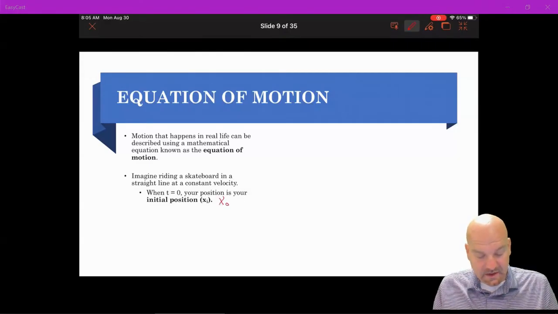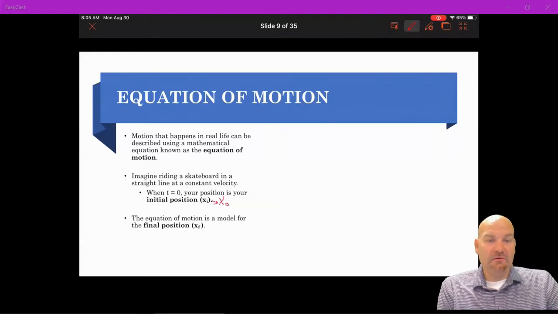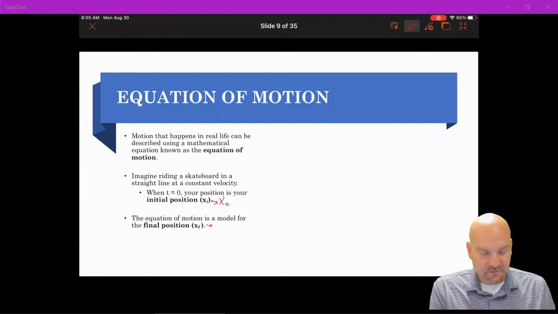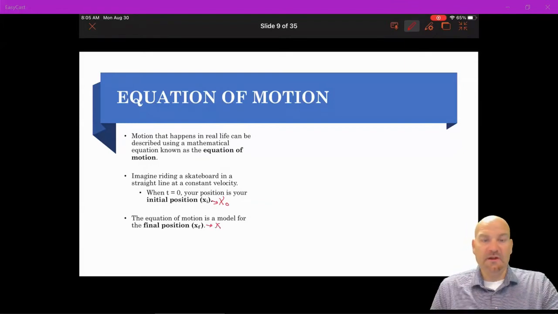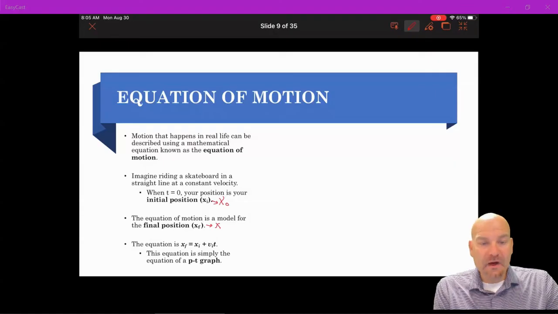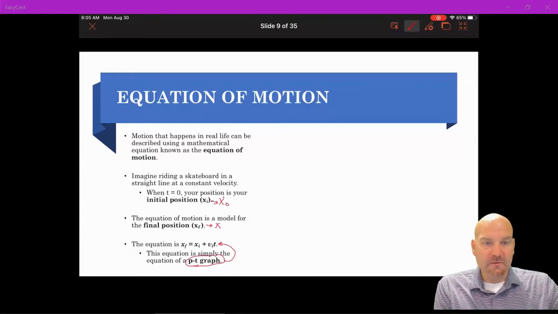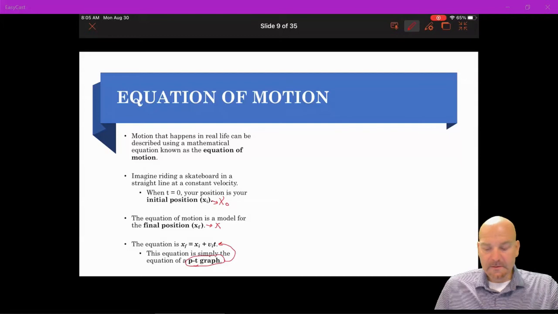But on the AP test, we call it x0, right? Remember, anything with a subscript 0 is the initial position, or initial. The equation is actually solving for the final position, so you can just call it xf, or on the AP test, they call it x. The equation of motion goes: xf equals xi plus the initial velocity times time. So your final position equals your initial position plus the initial velocity times time. Because we're looking at constant velocity, this equation is simply the equation of a PT graph, or position time graph, from the previous lesson.